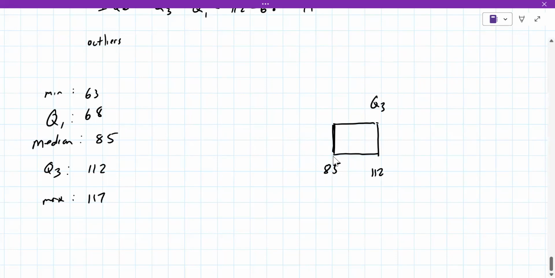So each grid is 10. So it's 75. That's 65. So we'll say there-ish. That's 68 for Q1. And then the min, you go out where you need to go. It's roughly there for 63. For the max, 117 is probably right about there. Something like that.